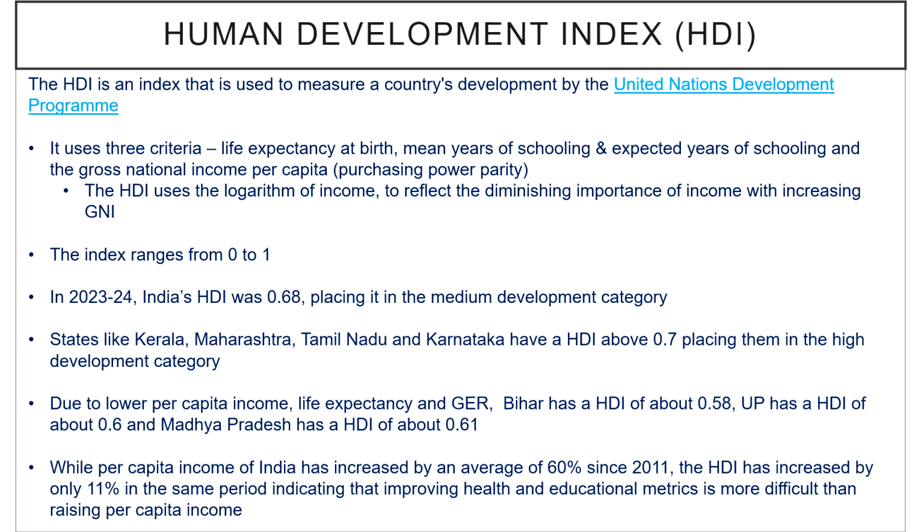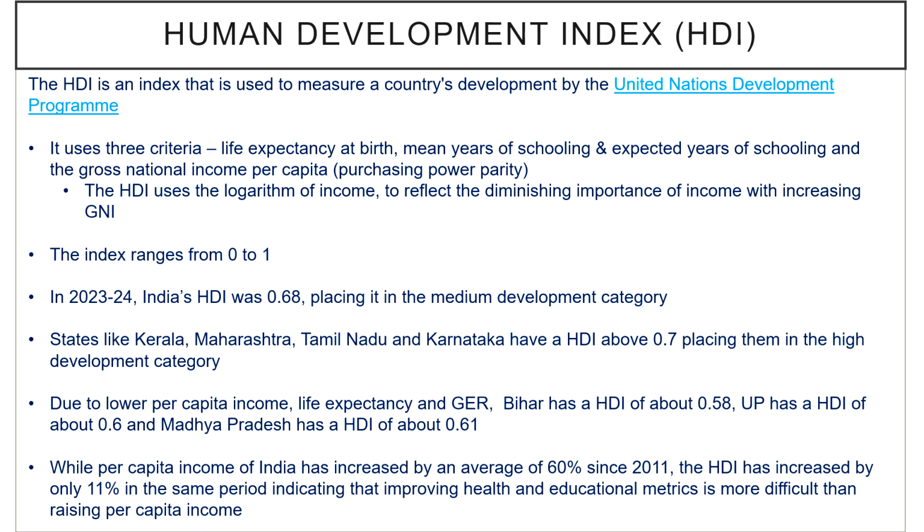In 2023-24, India's HDI was 0.68, placing it in the medium development category. States like Kerala, Maharashtra, Tamil Nadu, and Karnataka have an HDI above 0.7, placing them in the high development category. Due to lower per capita income, life expectancy, and GER, Bihar has an HDI of about 0.58, UP has an HDI of about 0.6, and Madhya Pradesh has an HDI of about 0.61.